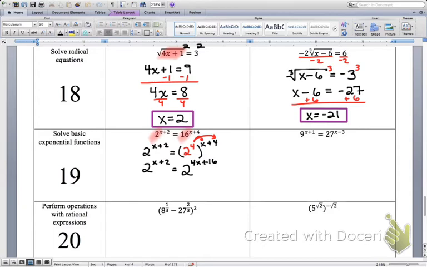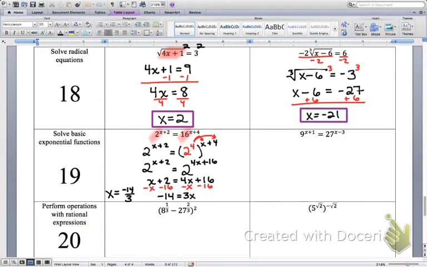Now that I have the same base, I can drop the bases and set the exponents equal to each other. From here, just get the variables on the same side and move the numbers to the same side. We end up with negative 14 is equal to 3x, so our solution, negative 14 over 3.